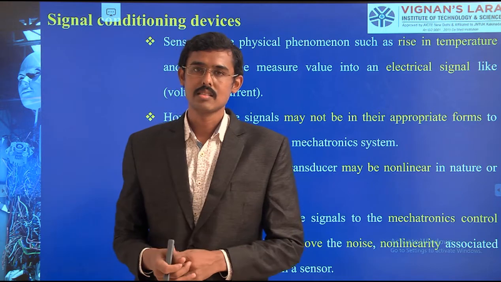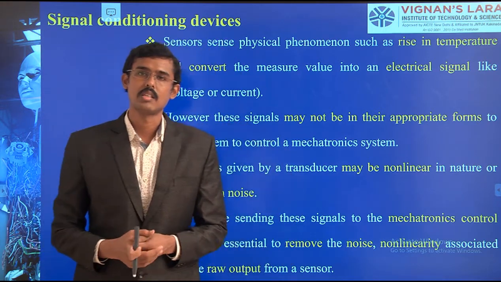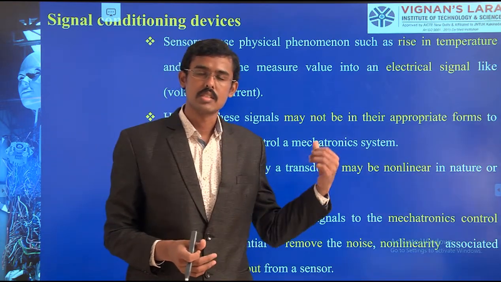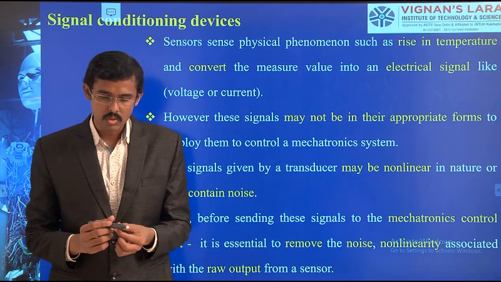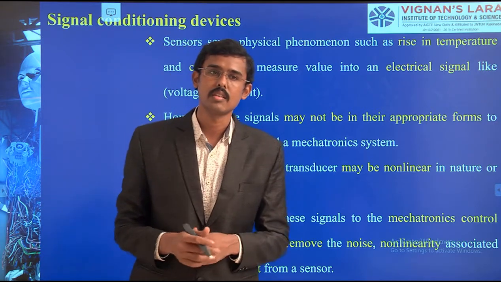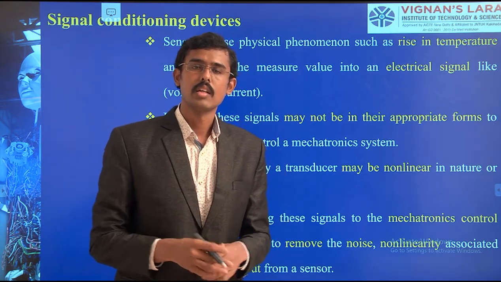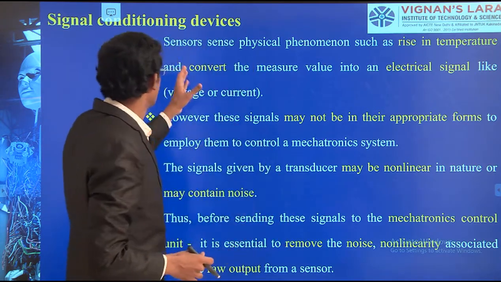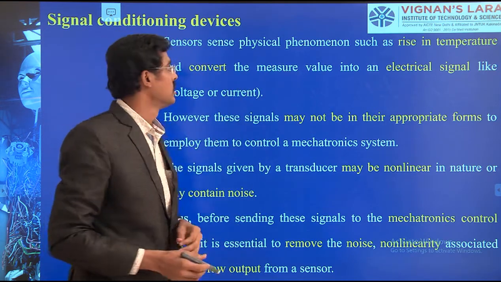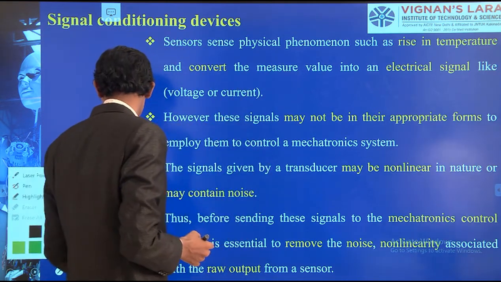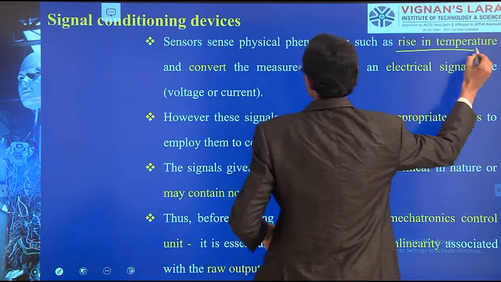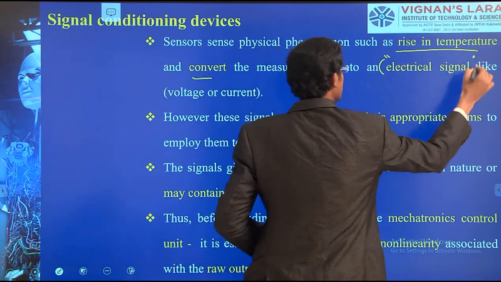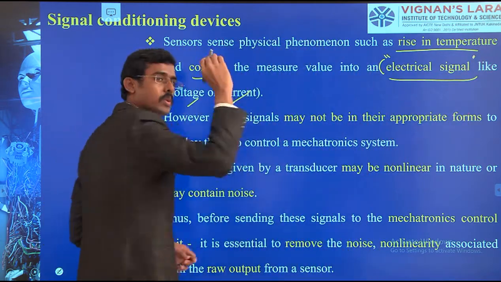In the previous classes, we discussed sensors and transducers, and after that we are looking at the signal conditioning process. Even though the measured quantities will be in a regular format, the amplitude of those things will vary. Sensors sense physical phenomena such as the rise in temperature, and convert the measured value into electrical signals, like voltage or current. This we know.